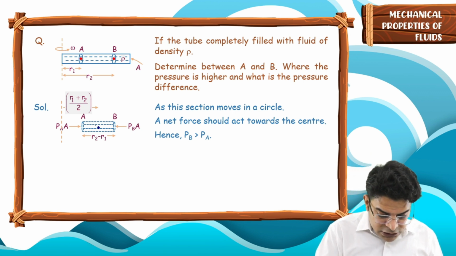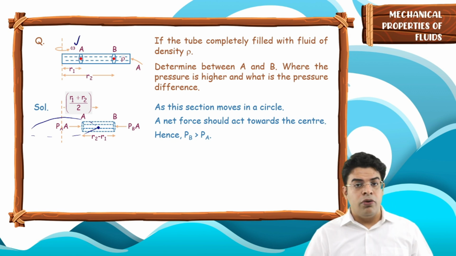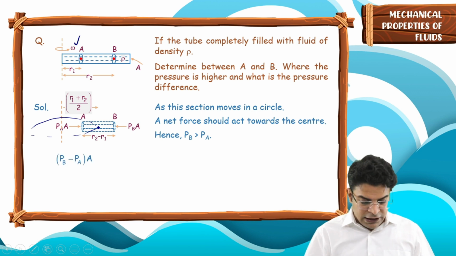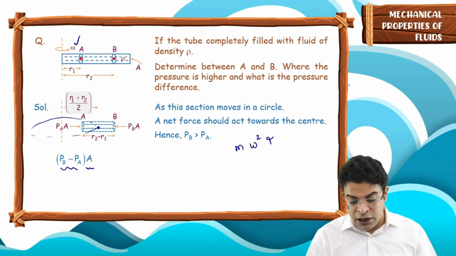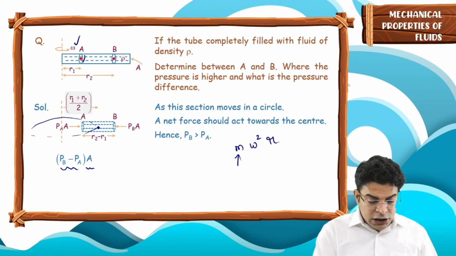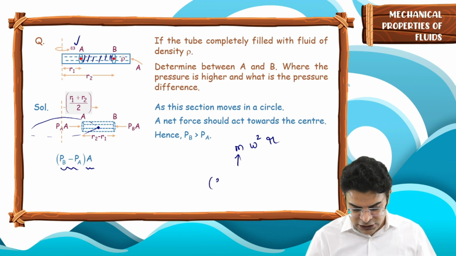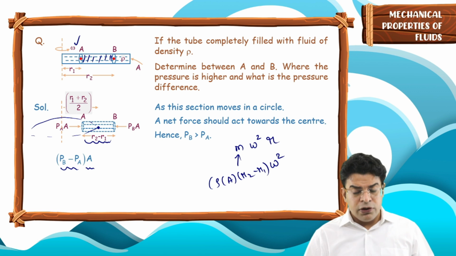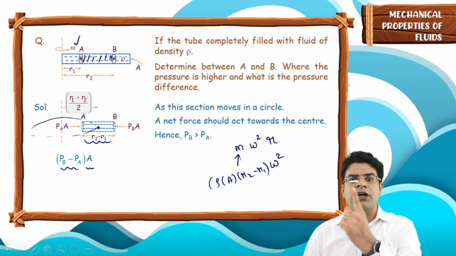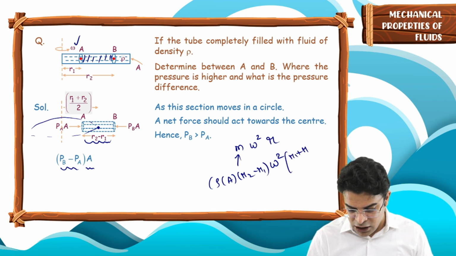Now, this center of mass rotates in a circle of radius (r1 plus r2) by 2. It has some angular velocity omega. So you will say the net force acting towards the center, (PB minus PA) into A, has to be equal to m omega square into r. What is m? The mass of this section. How will you write the mass of this section? Density into volume. So the density is rho and the volume is A into (r2 minus r1), as the length of this section is r2 minus r1, into omega square, into the radius in which the center of mass rotates, and the center of mass rotates in a radius (r1 plus r2) by 2, into (r1 plus r2) by 2.